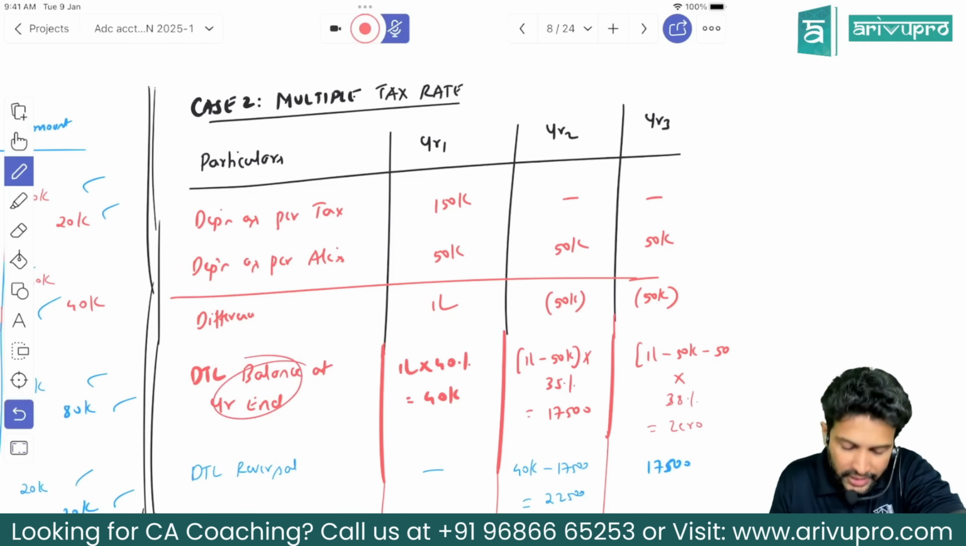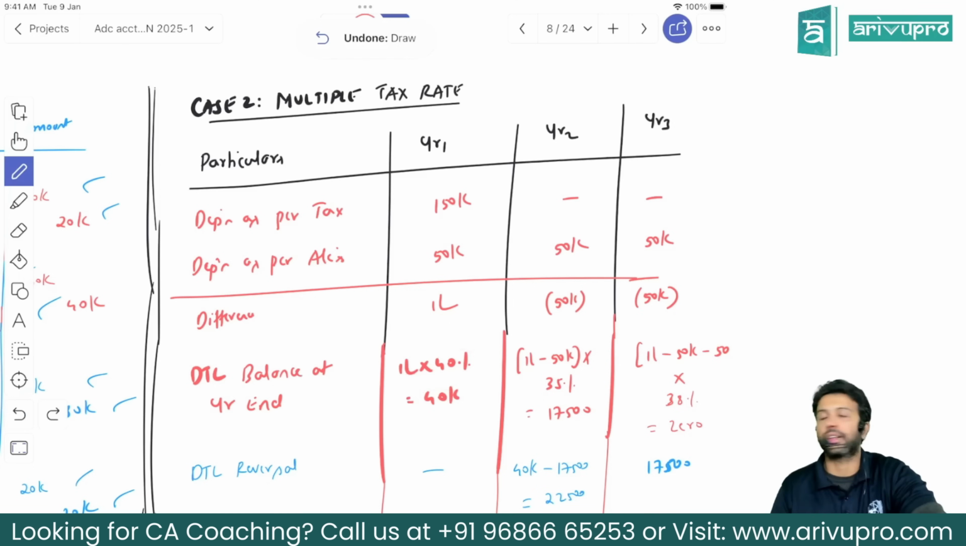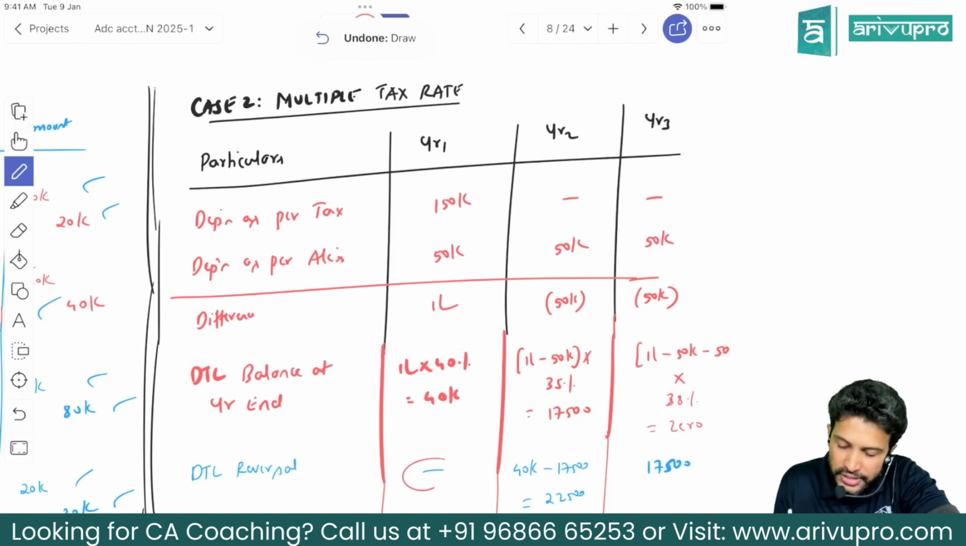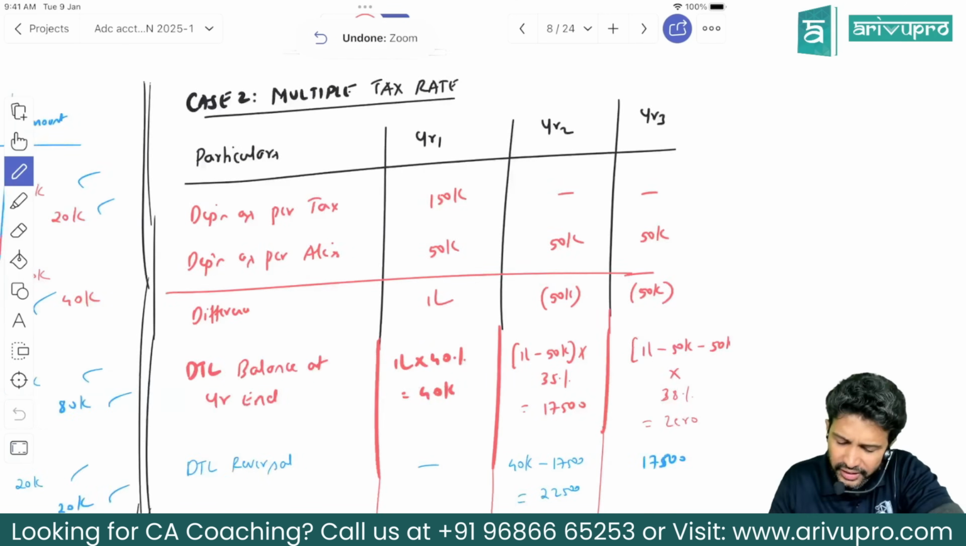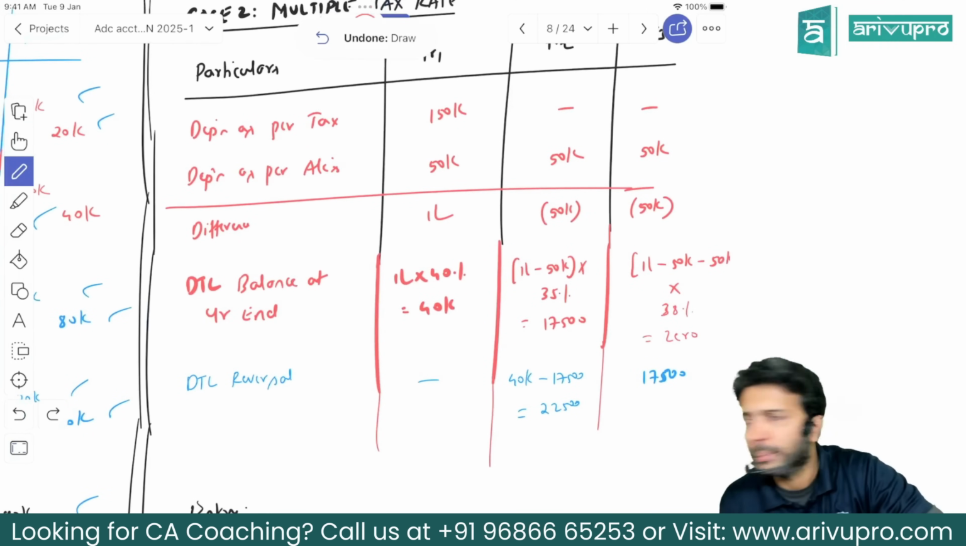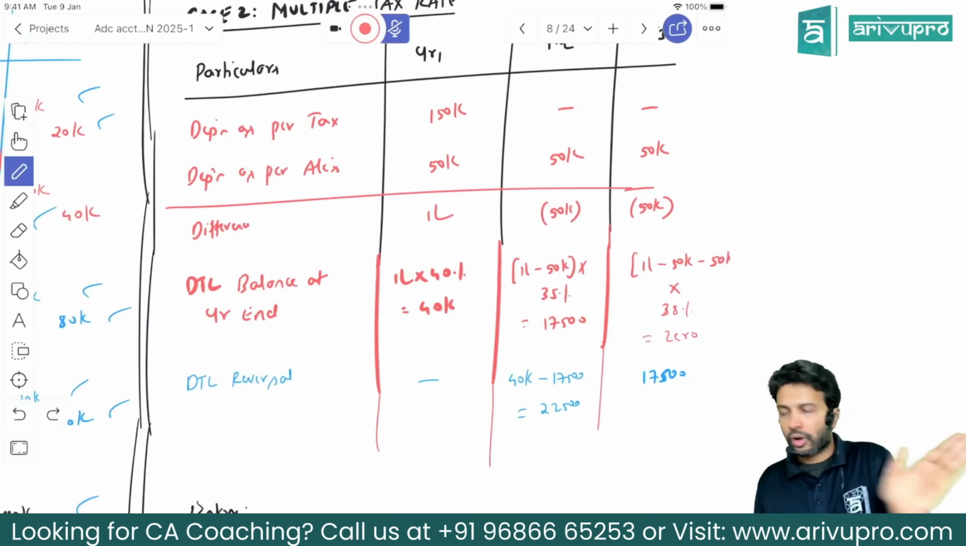Now this deferred tax liability, what is the closing balance? Tell me. Take 1 lakh and multiply 40%. We have 1 lakh difference. On that difference multiply tax rate, you're going to get 40,000. Any problem? So in first year, should we have to reverse a DTL or create DTL? Create. Hence I have written DTL reversal is how much? 0. Because we are not reversing in first year, we are rather creating. Easy. Now come back to the second year.